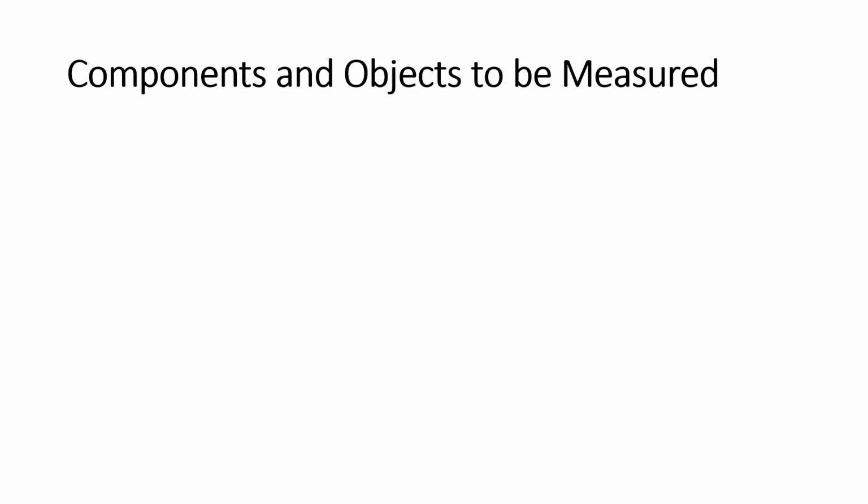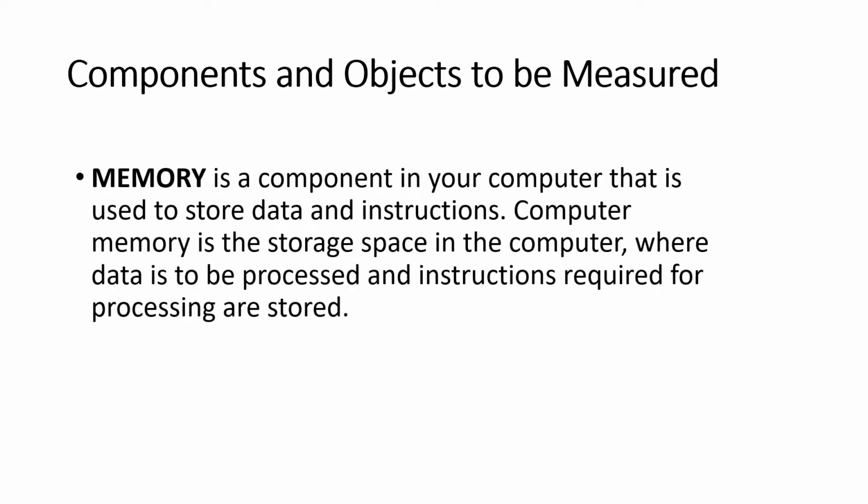Components and objects to be measured. Memory is a component in your computer that is used to store data and instructions. Computer memory is the storage space in the computer where data is to be processed and instructions required for processing are stored.